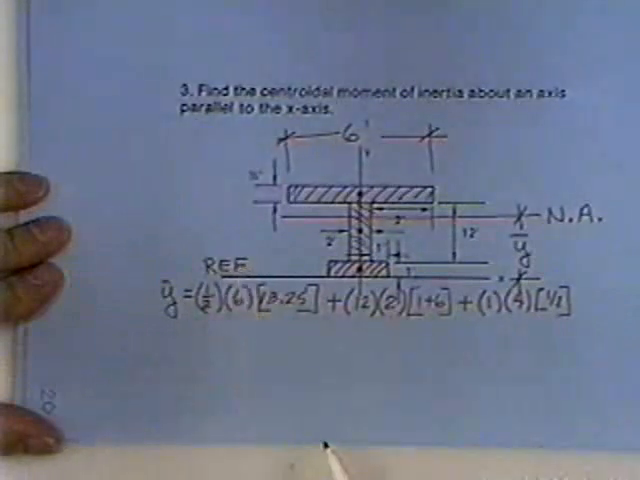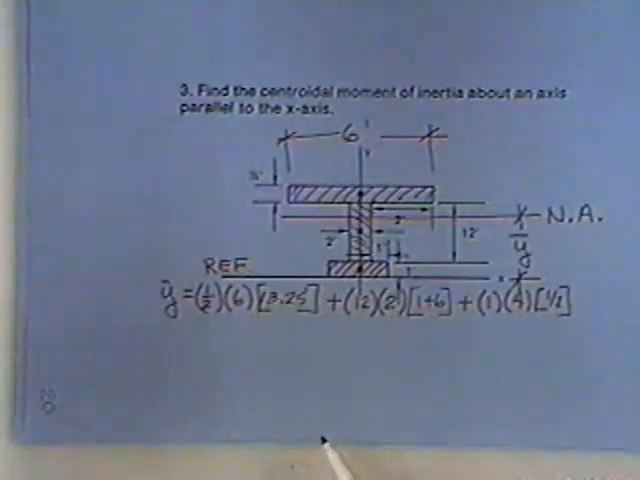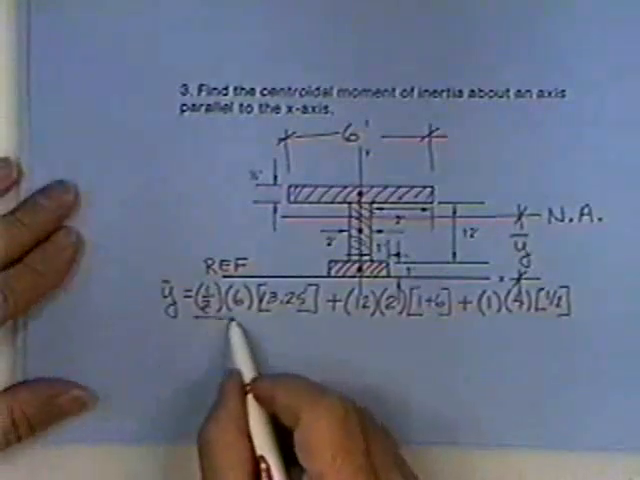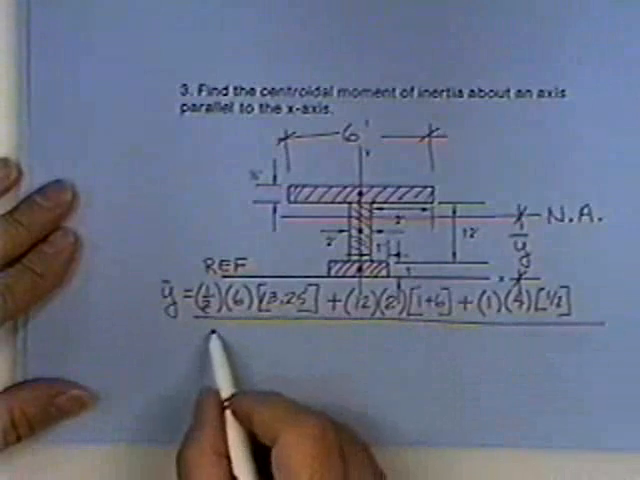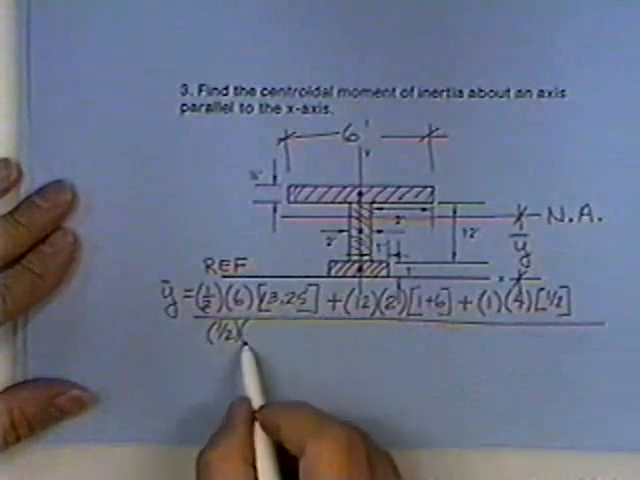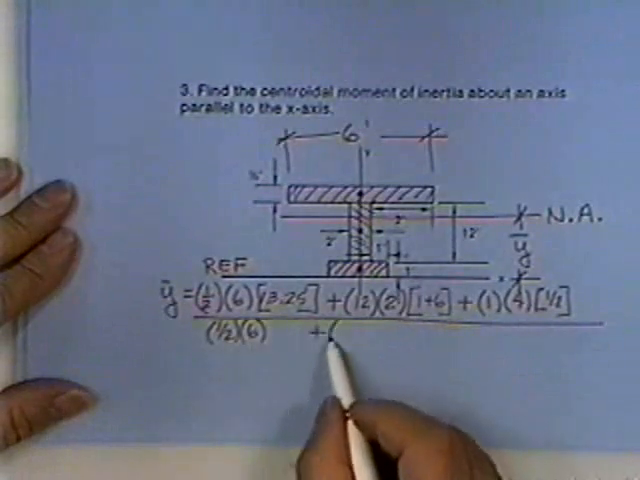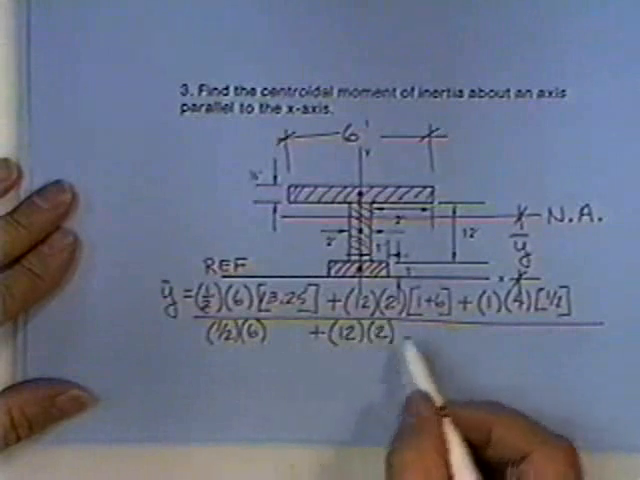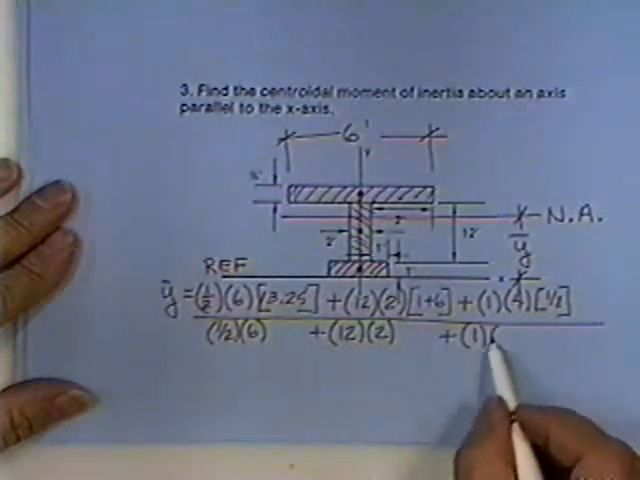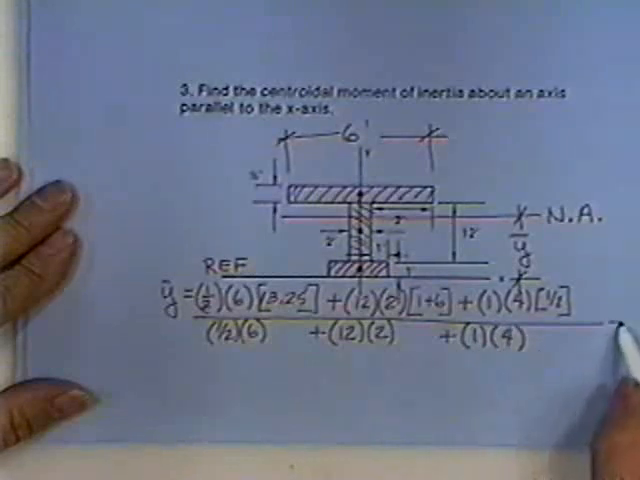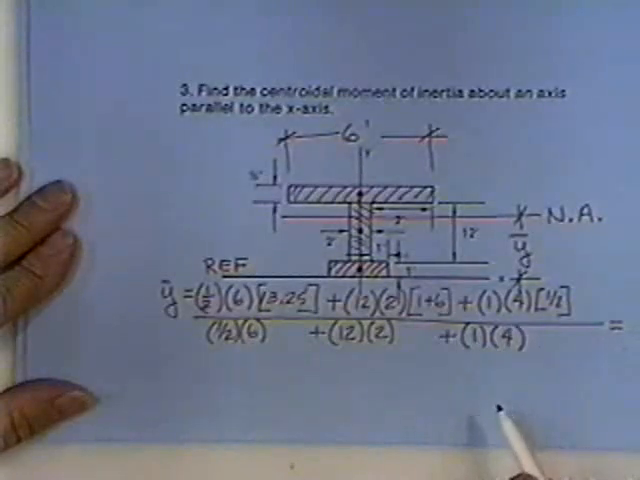You always ought to draw your reference axis at the base. That keeps you from having to worry about whether these y bar distances are above or below. Everything's above the reference axis. Then that number is divided by the sum of the areas: you simply recopy 1/2 times 6 is the area, plus 12 times 2 is the area, plus 1 times 4 is the area, and you crank out that number to find out where the centroid is. You also ought to be able to look at it and get pretty close.